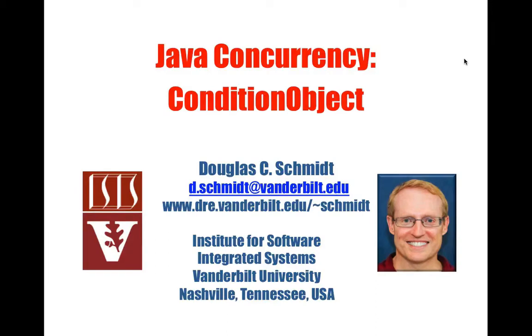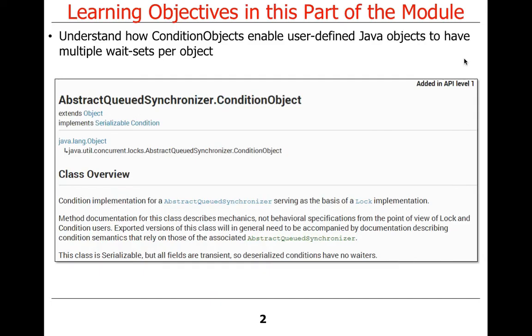What we're going to do today is talk about yet another form of synchronization mechanism in Java util.concurrent. This one is called the condition object. It's actually in java.util.concurrent.locks. We're going to talk about how these condition objects enable user-defined Java objects to have multiple wait sets per object.